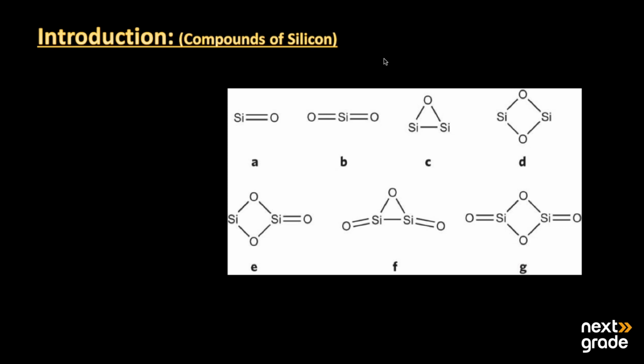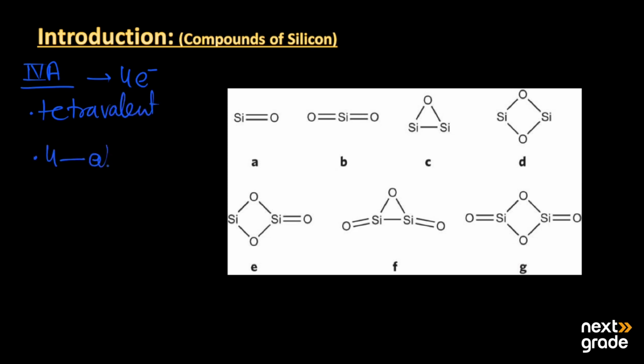So the topic we will discuss today is the compounds of silicon. As we have already learned, silicon is mainly from the group 4A elements and it has 4 electrons in its valence shell. The main property is that it is tetravalent. It means it can combine with 4 other atoms of an element and it mainly makes covalent bonds in nature. So this is a simple overview about silicon.